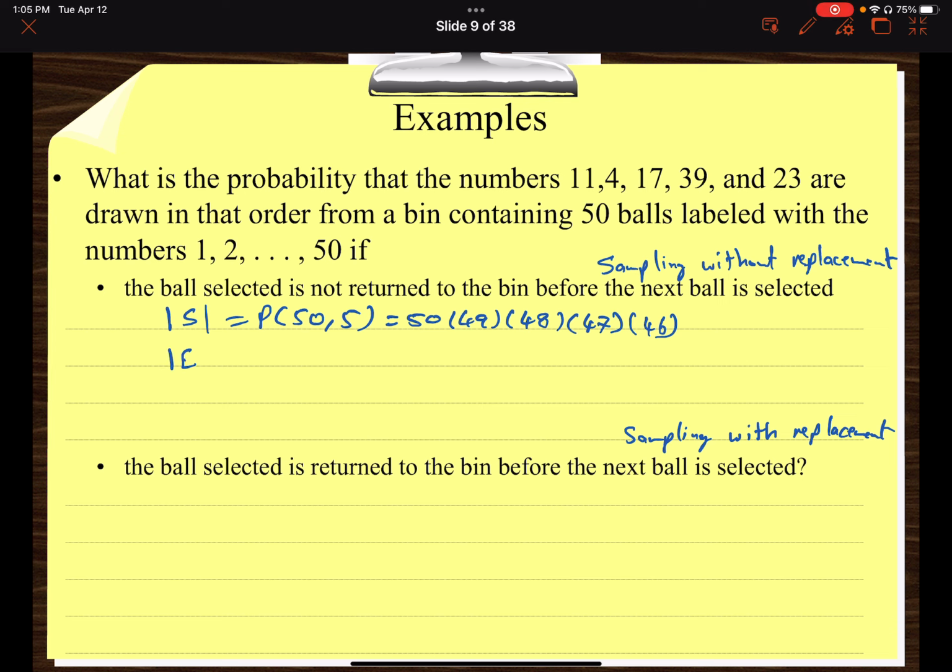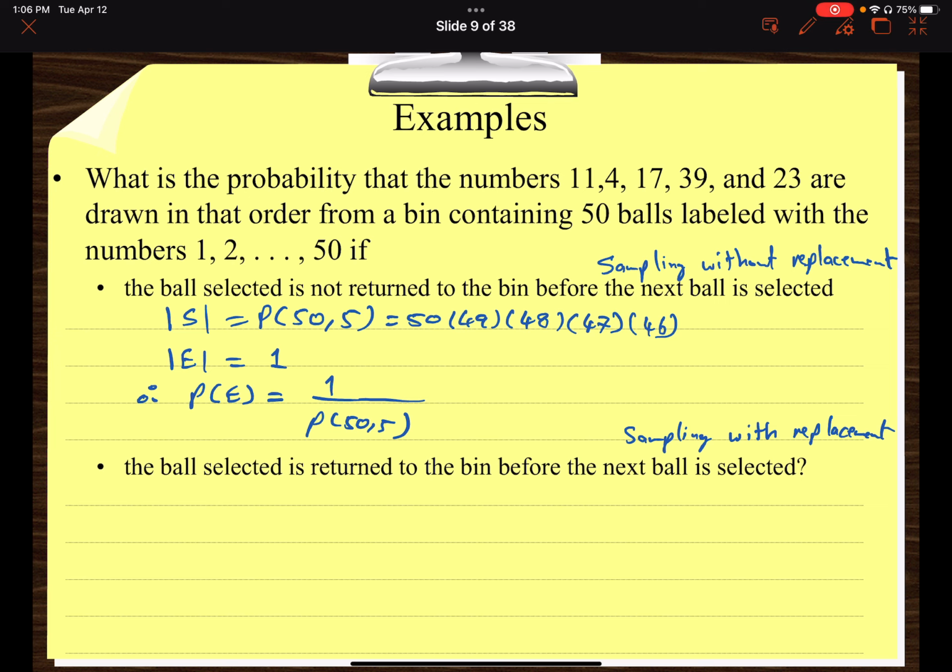1, right? There is one way to choose 11, one way to choose 4, one way to choose 17, 39, 23. It is 1. So, therefore, what is the probability of E? 1 over P(50,5). Okay? Right.